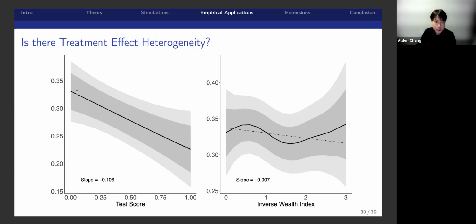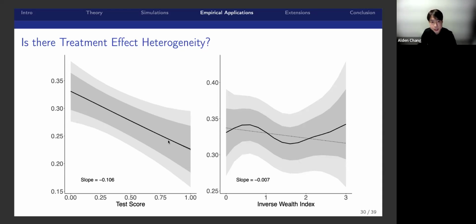Here I've plotted the treatment effects along the two segments of the treatment frontier. In the first plot on the left, we see that the treatment effect seems to be decreasing as a function of the test score. Whereas in the second plot, we see that it doesn't seem to change systematically with family wealth.